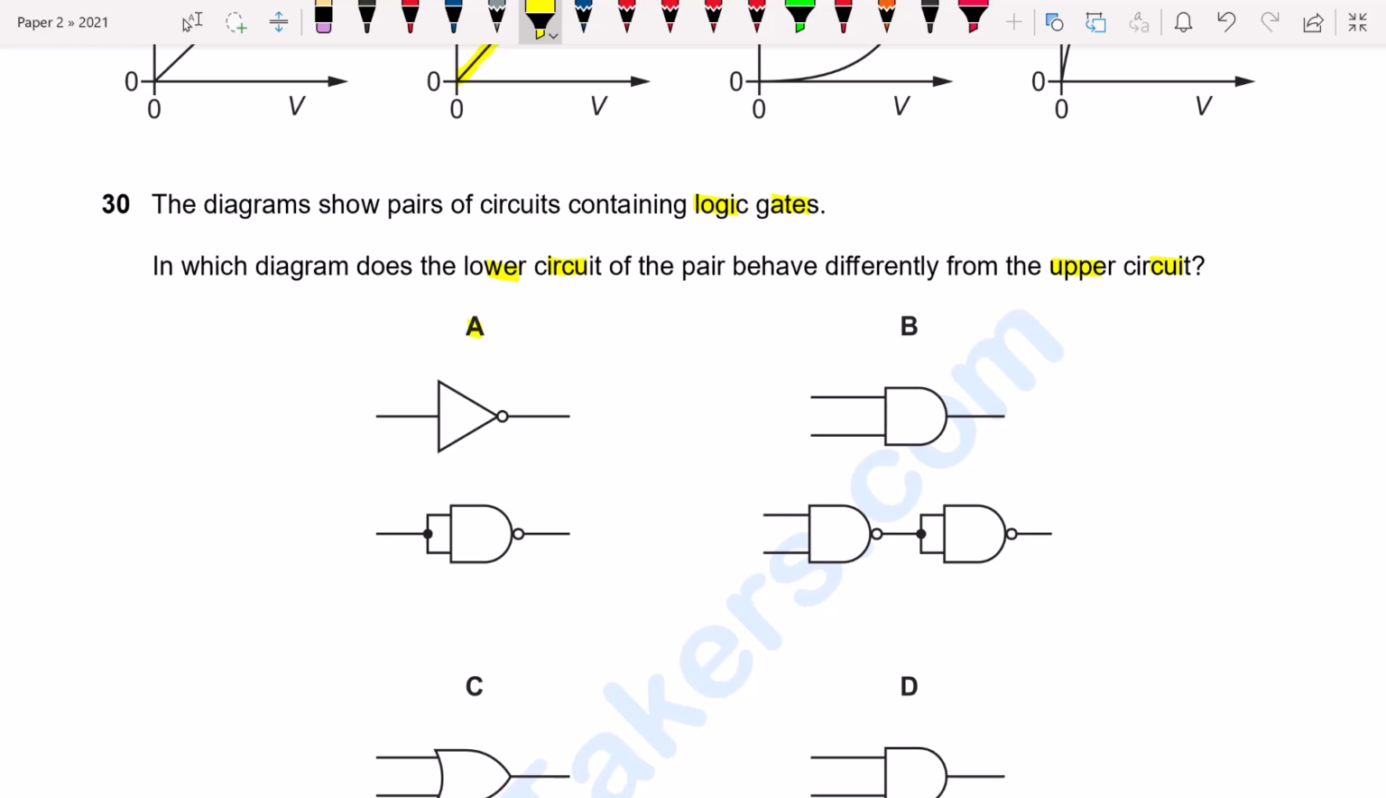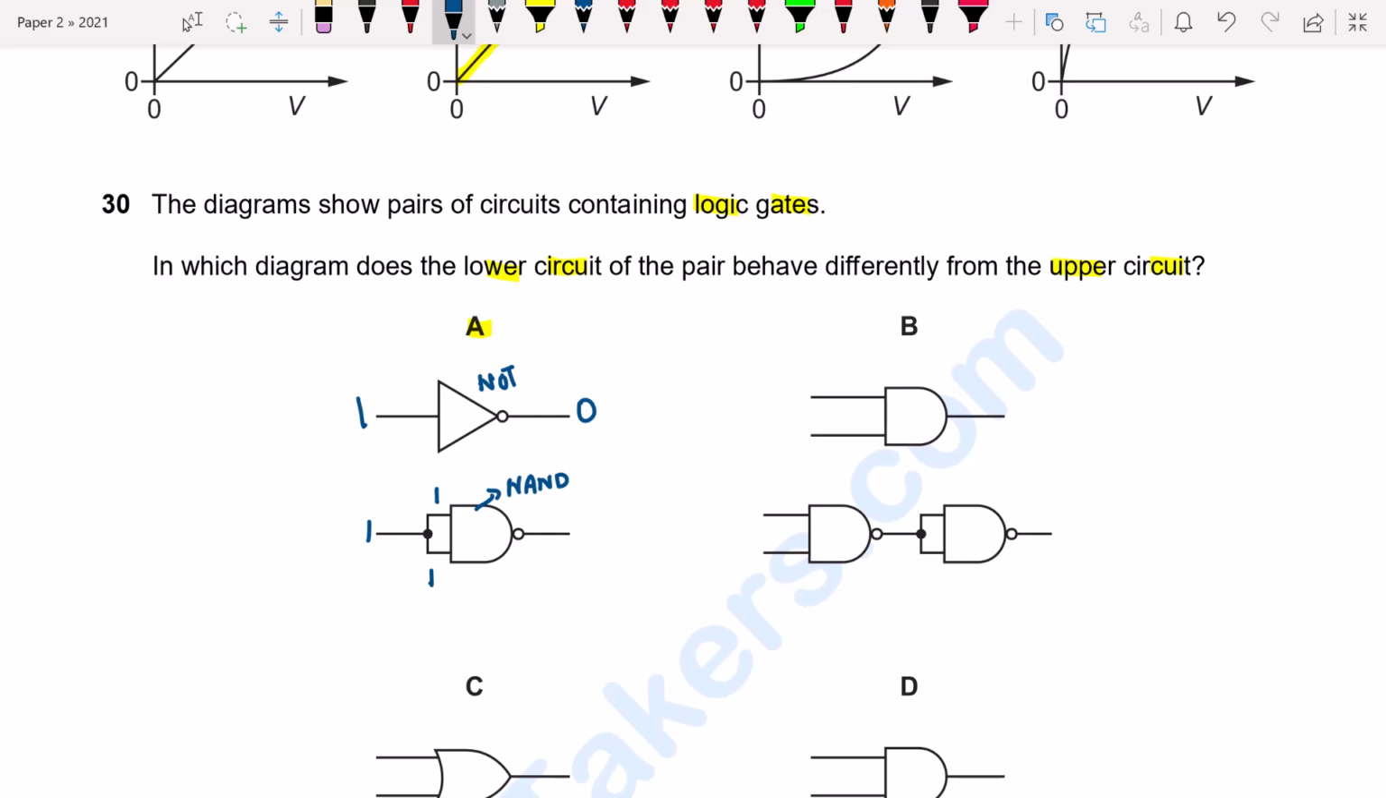In option A, we can see here it's a NOT gate. A NOT gate changes the input 1 into output 0, or if the input is 0, it changes into 1. So if I consider here 1, it changes into 0. Here this is a NAND gate. Again I consider the input 1. Here will be 1 and 1.